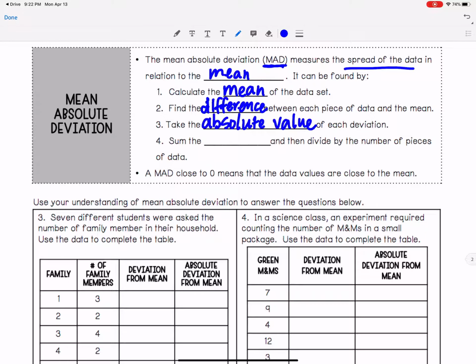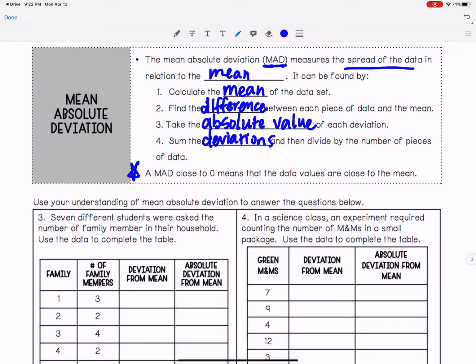Step number 4, sum the deviations. So that means add up the deviations, and then divide by the number of pieces of data. So here we go. Mean absolute deviation close to 0 means that the data values are close to the average. So right now this might just seem like a whole bunch of random stuff. Let's go ahead and do an example problem.